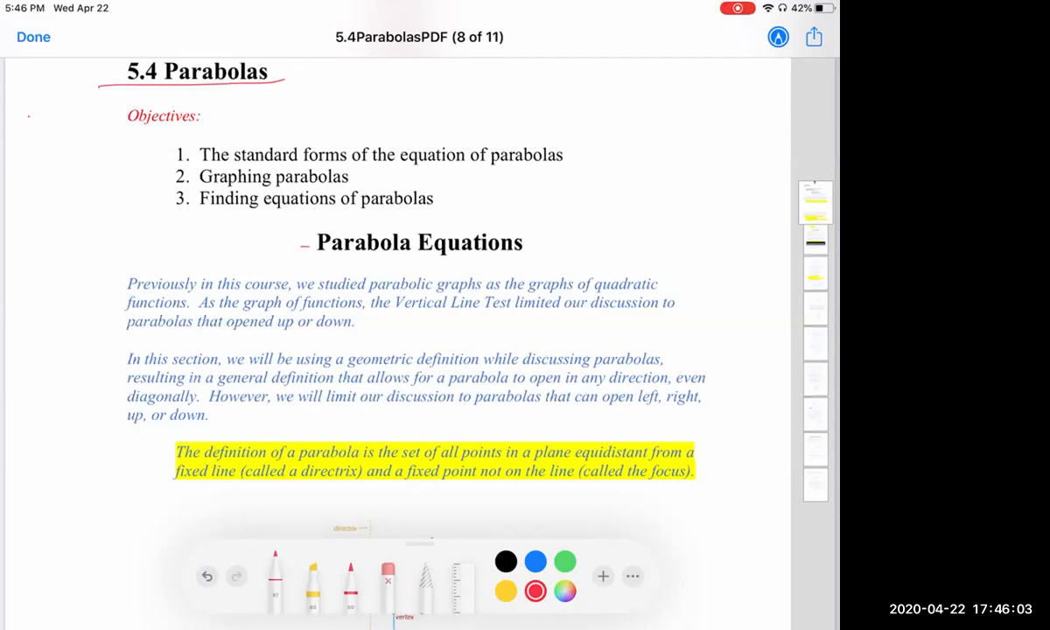Parabola equations. Previously in this course, we studied parabolic graphs as the graphs of quadratic functions. As the graphs of functions, the vertical line test limited our discussion to parabolas that opened up or down. That's all we know so far. In this section, we will be using a geometric definition while discussing parabolas, resulting in a general definition that allows a parabola to open in any direction, even diagonally. However, we will limit our discussion to parabolas that can open left, right, up, or down.